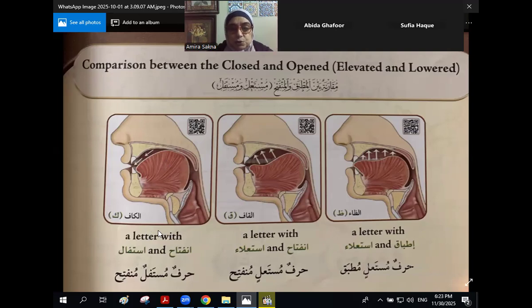What I need you to remember is that with the elevated letters with adhesion, استعلاء letters with إطباق, the tafkhim will be much more than with استعلاء, elevation, with انفتاح, opening, which are the ghain, the kha, and the qaf. This is very essential, especially when they have the kasra. Especially when they have the kasra, it will be very, very obvious. Okay?